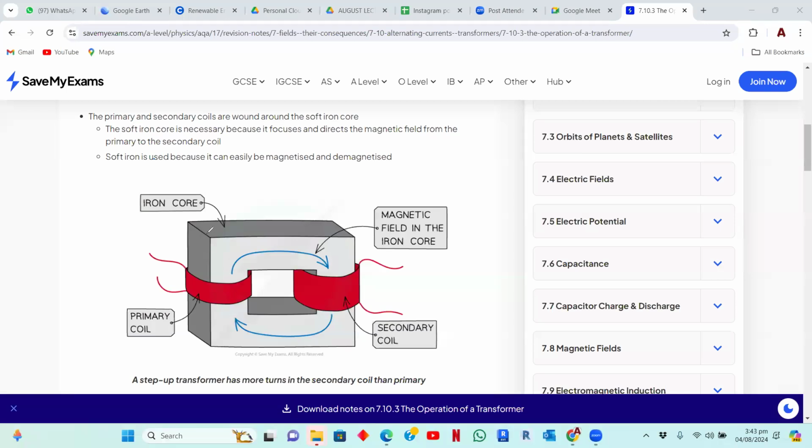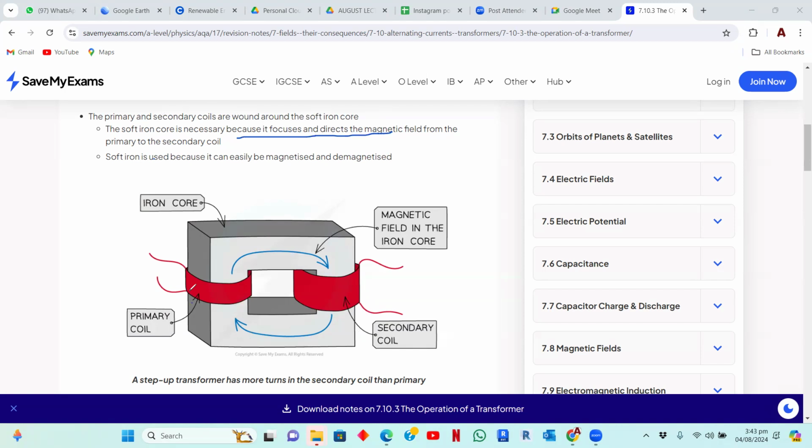Let's first of all look at this bigger solid thing that you have, this gray solid perforated block. This is an iron core. This block is made up of iron, and this is called an iron core because it's placed right in the center of a transformer, and the entire process happens around this core. The soft iron core is important because it focuses and directs the magnetic field from the primary to the secondary coil. It sort of concentrates the magnetic field.